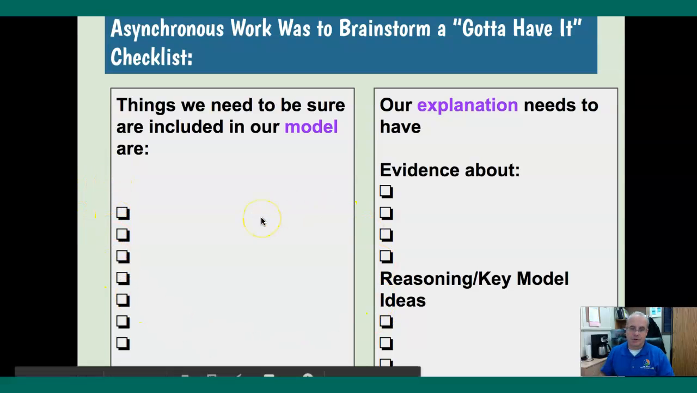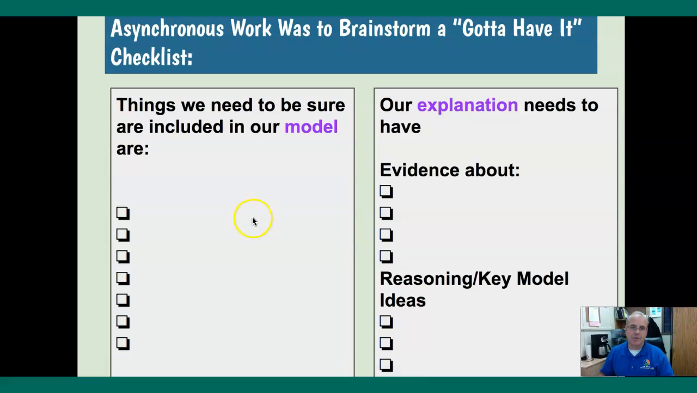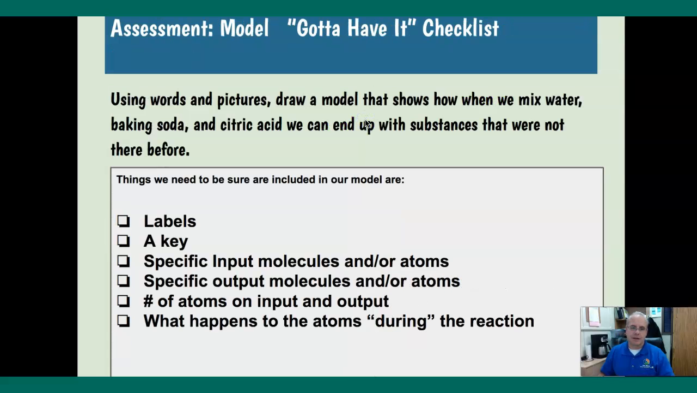You had your asynchronous work, and as we finished up, we thought, well, what needs to be in our model? What do we absolutely gotta have to have a really solid model of what's going on with these ingredients from a bath bomb and us getting a new substance from 3 old substances? So we took everybody's ideas from all the periods and put them together in this Gotta Have It checklist.